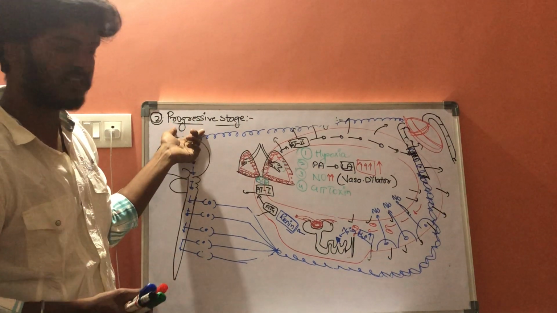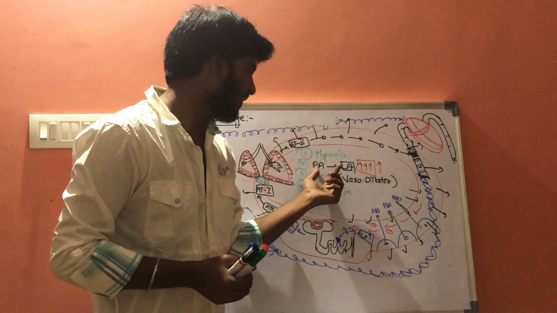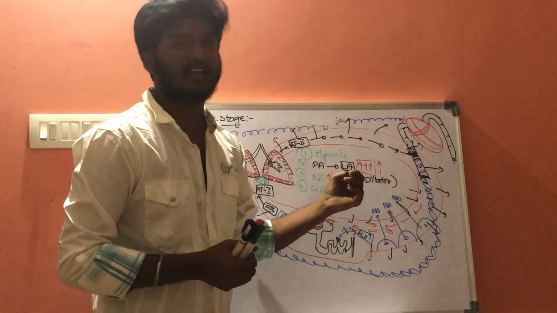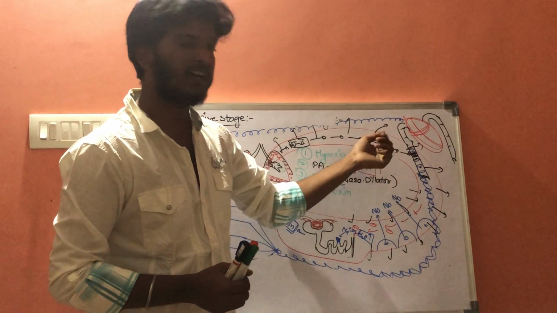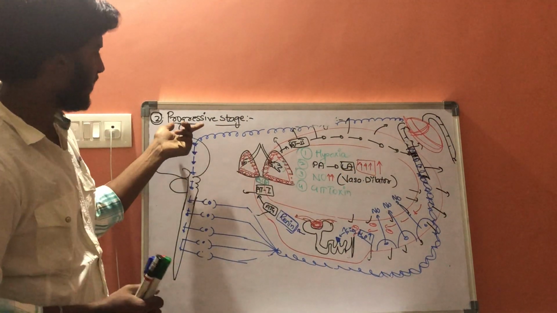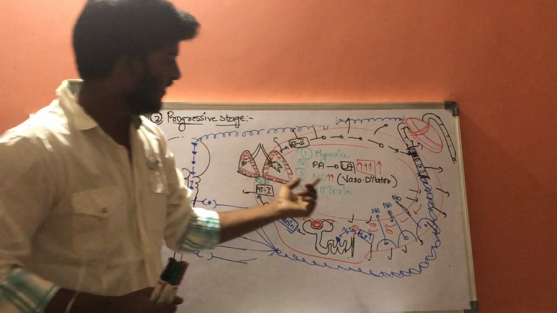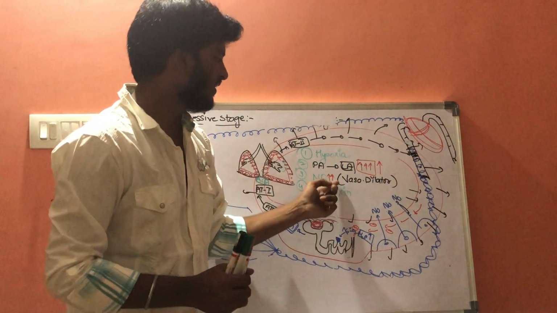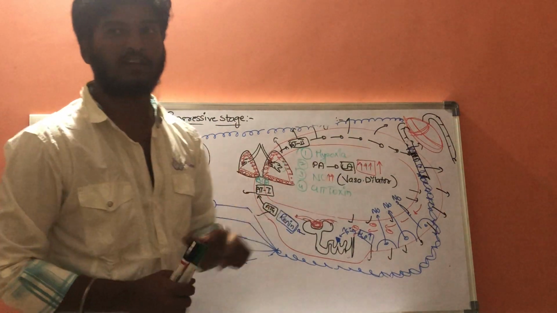And if a person enters the progressive stage, the pyruvic acid may convert into lactic acid. There will be more accumulation of lactic acid. This lactic acid will act as a vasodilator. Again, when a person enters the progressive stage, these endothelial cells will secrete nitric oxide. This nitric oxide will act as a vasodilator.